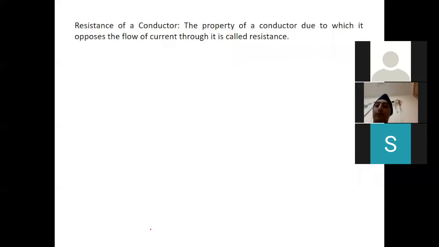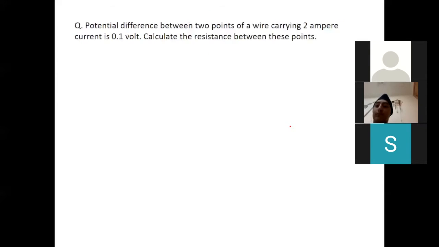Now we do one numerical. Before going to the numerical, does anyone have a doubt? Just let me know. Please write yes or no. If you have a doubt, say no. No doubts. Good. Anyone have a doubt? Okay.